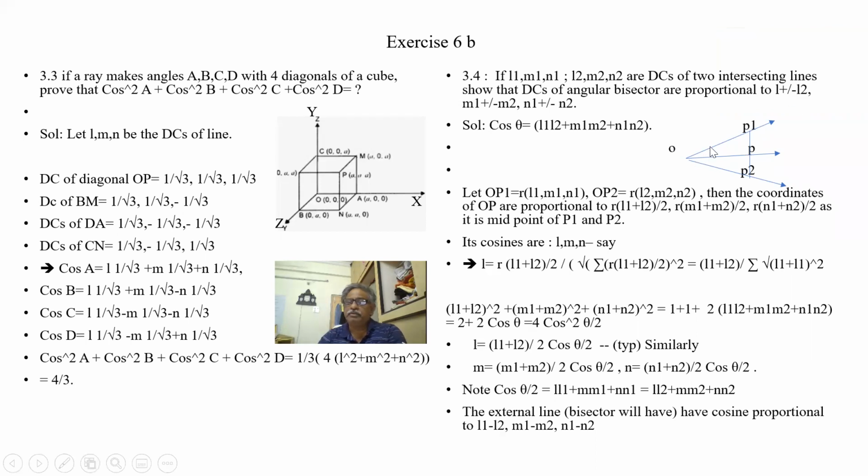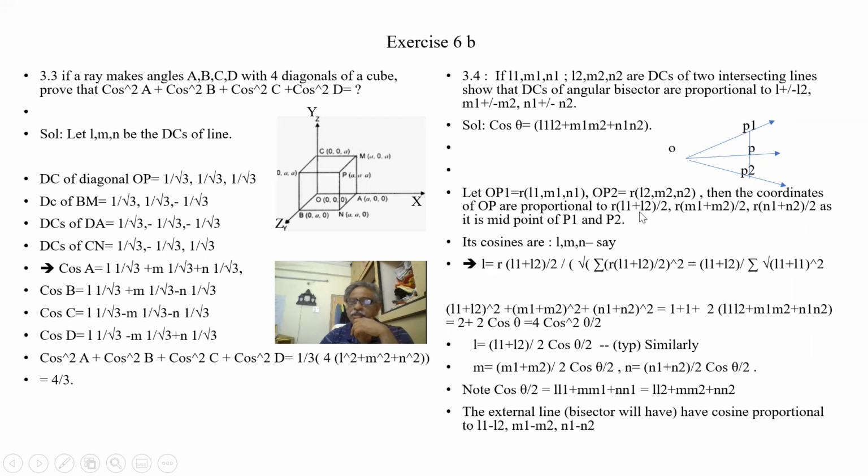Two lines are given, OP1 and OP2. These are the direction cosines of the lines. P1 is l1, m1, n1. P2 is l2, m2, n2. So when I take OP1, the DCs are there. I want the DCs of the angular bisector. Let us say this distance is r. So this distance is r into l1, m1, n1. These are the coordinates of P1.